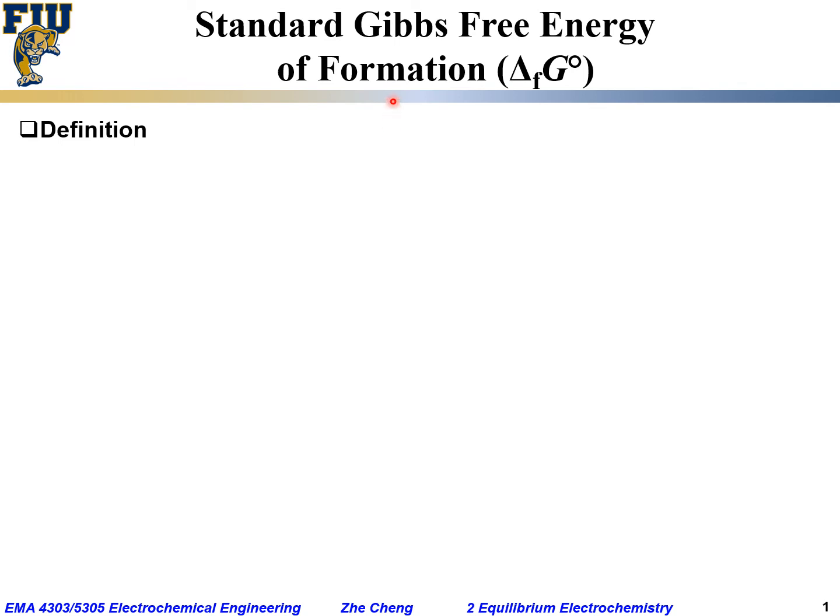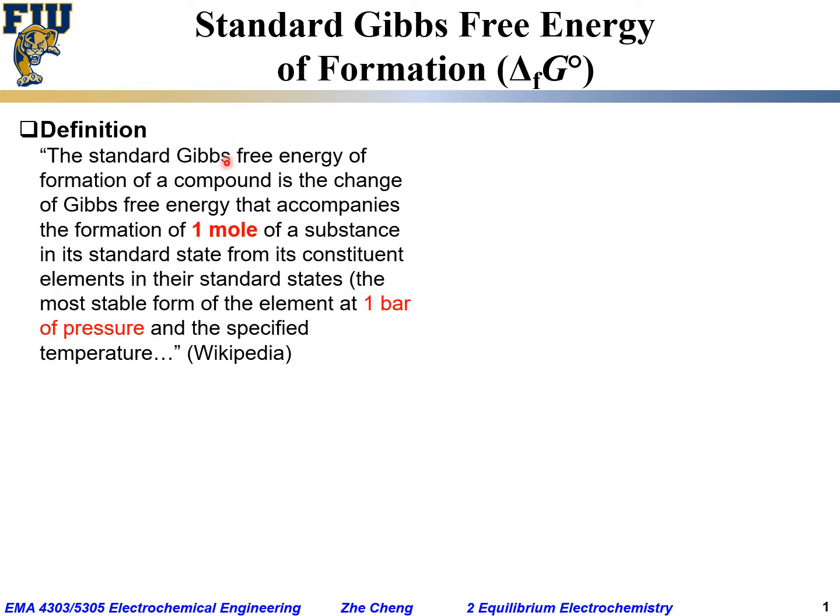In order to calculate Gibbs free energy change for a chemical process or for a reaction, quite often people need information of the so-called standard Gibbs free energy of formation. Standard Gibbs free energy of formation, or sometimes people say Gibbs formation energy, ΔfG°, f for formation, and the superscript 0 for standard.